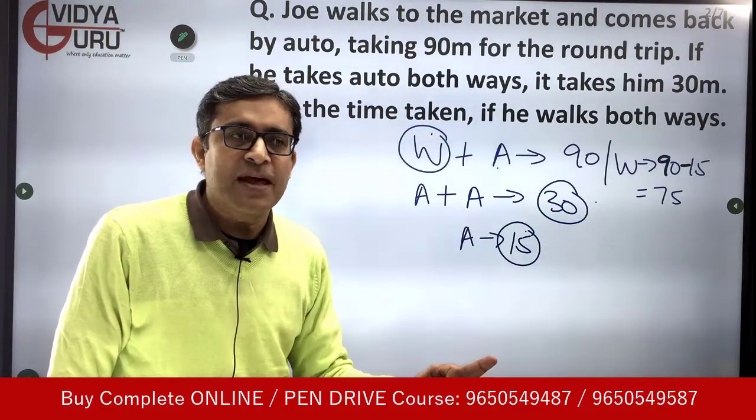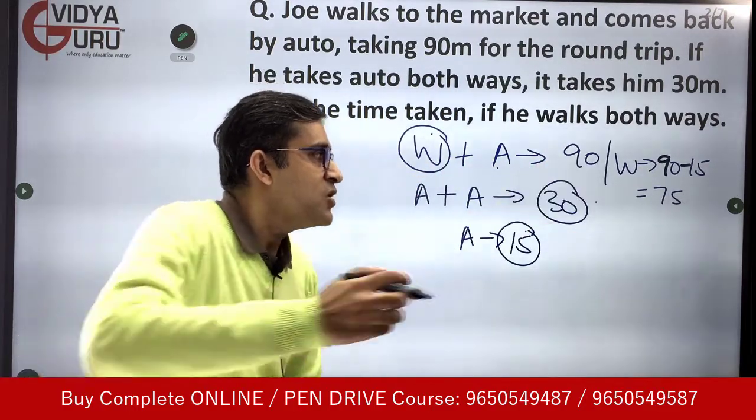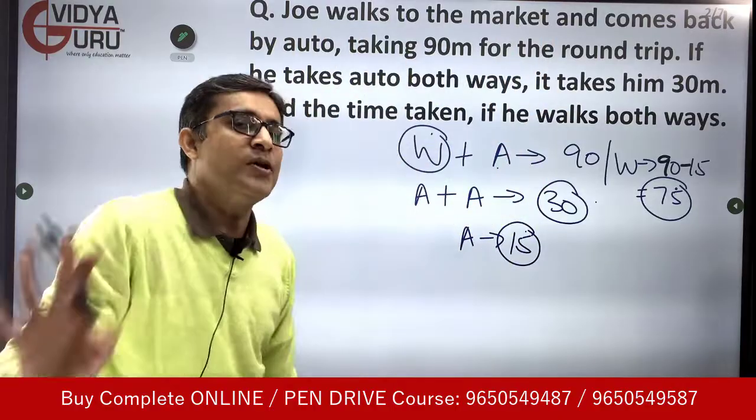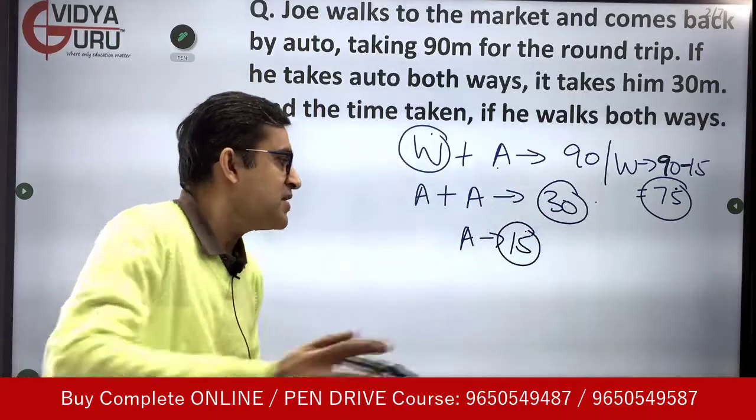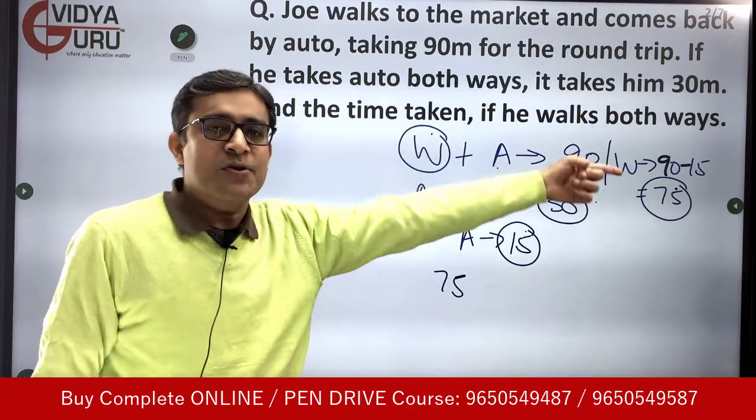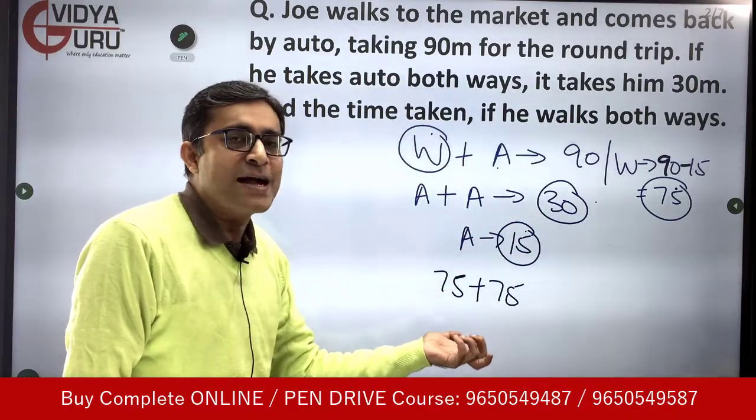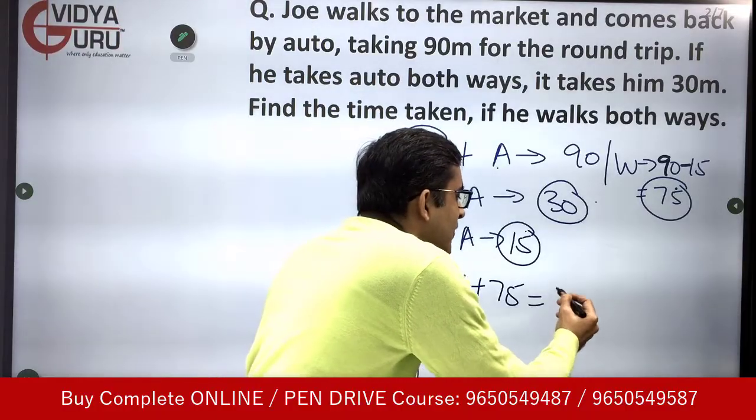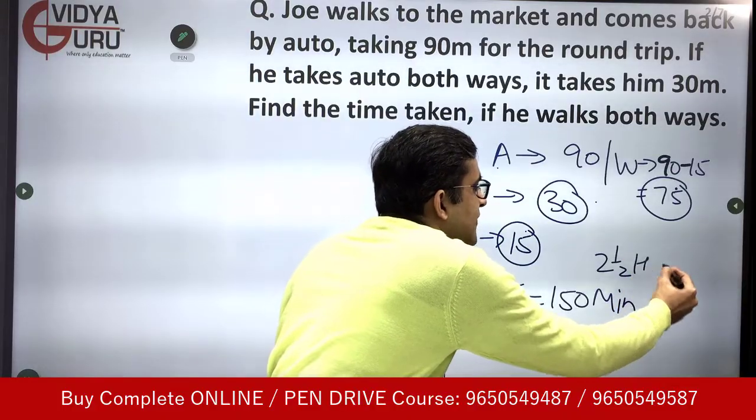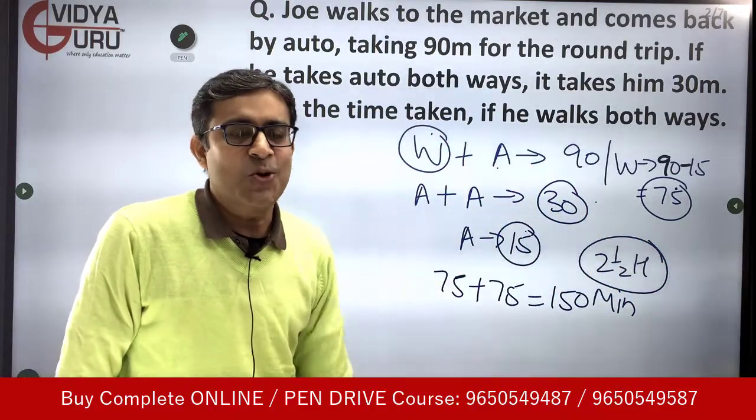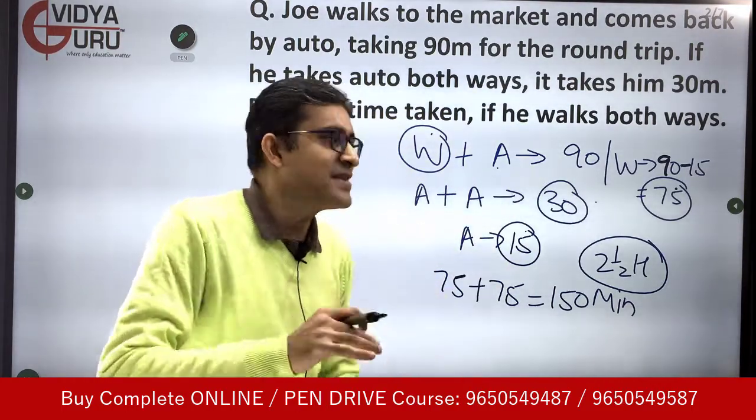Traveling by auto takes 15 minutes. Traveling by auto plus the walk takes 90 minutes. So automatically the walk alone takes 75 minutes. And now he is walking both ways. So 75 while going to the market, 75 while coming back from the market. It is that simple. 75 plus 75, 150 minutes. 150 minutes, 2.5 hours. 2.5 hours he takes if he walks both ways. Isn't it interesting? That's why I said the shortest and the simplest methods are going to be taught.